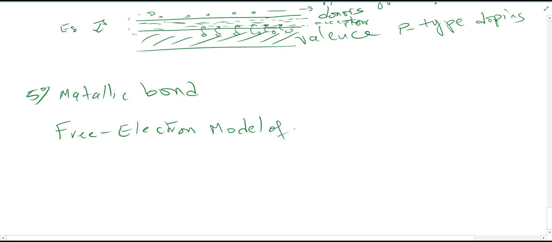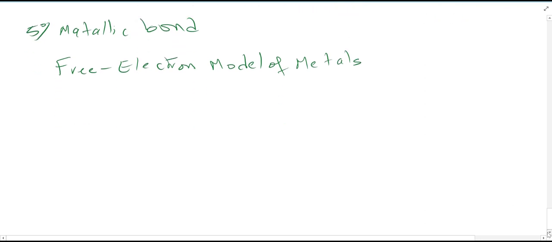Of metals, of course. So what you're assuming in here, we have a cloud of electrons that are free to move inside the metal. So if we take, for example, a cubic block of metal like this one, and you have a bunch of electrons that are free to move.